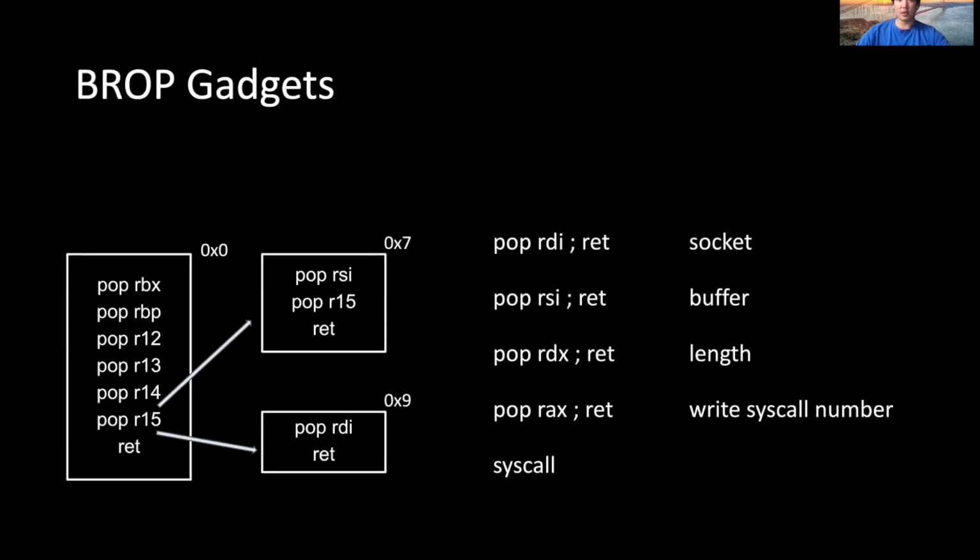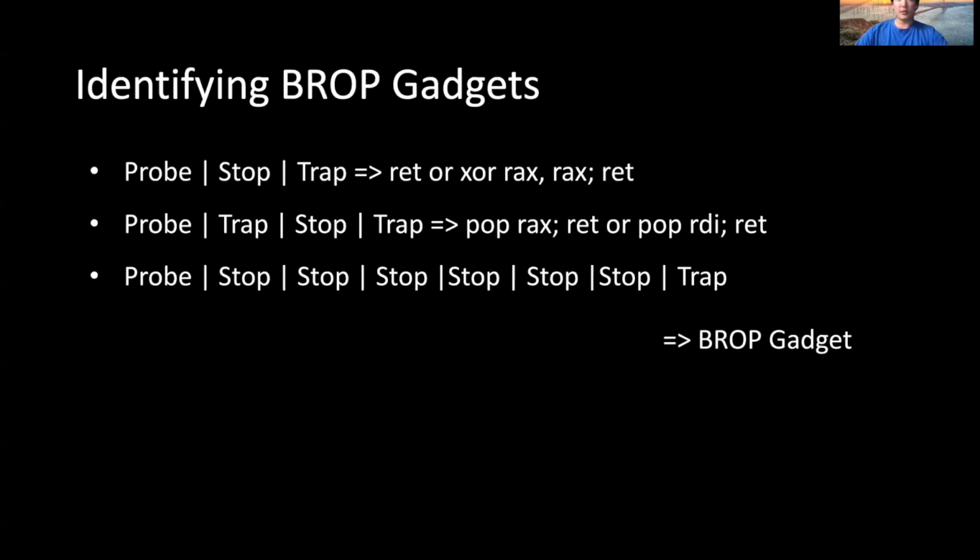On the right side, these are the gadgets that we need for write and string compare, and we can obtain pop RDI and pop RSI from the BROP gadget. The left side is the BROP gadget we need. If parsed at offset 0x7, it gives pop RSI, and if parsed at offset 0x9, it yields pop RDI. In order to find the BROP gadget, we can utilize the gadget identification techniques from previous slides. If we order the stack as probe, stop, traps, and so on, we can find gadgets like return or XOR RAX, return. If we place probe, 6 stops, and trap, we can now identify the BROP gadget.